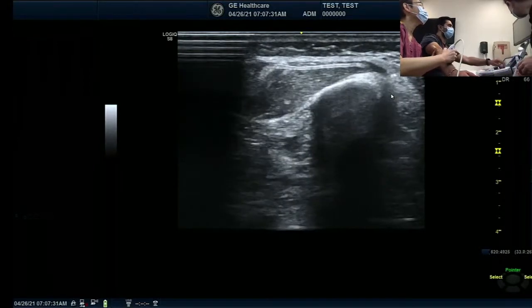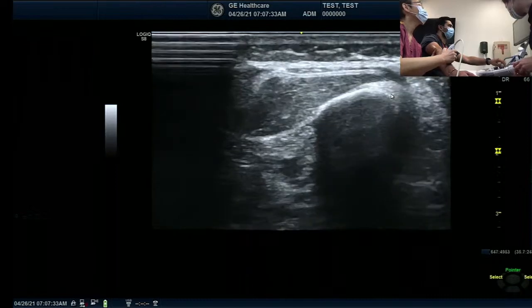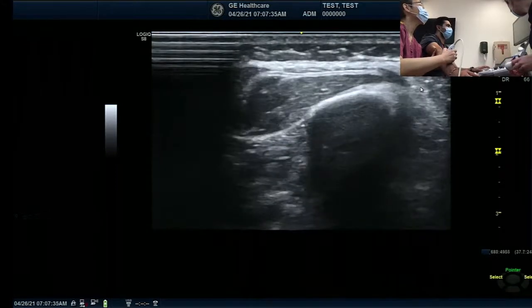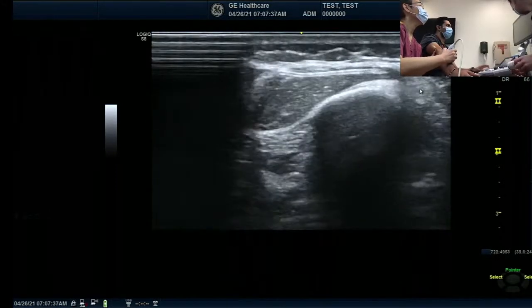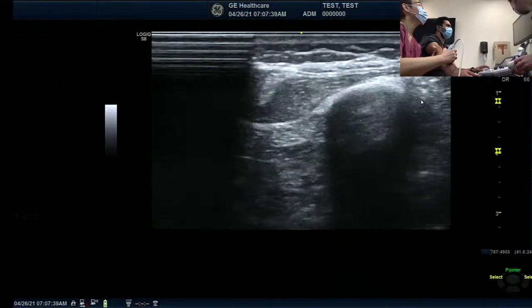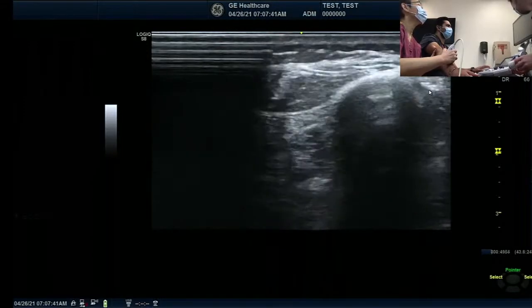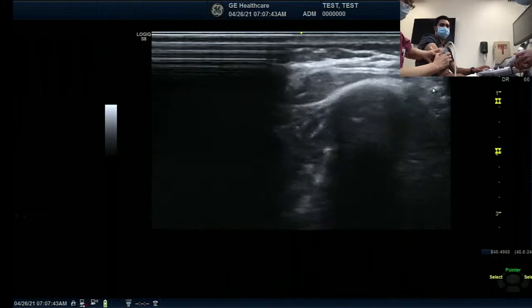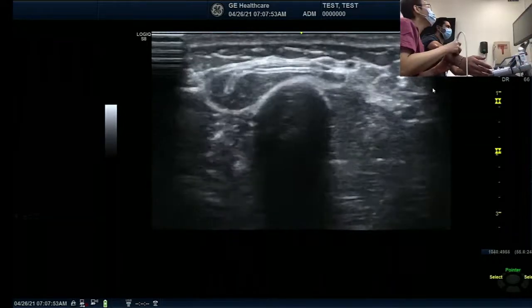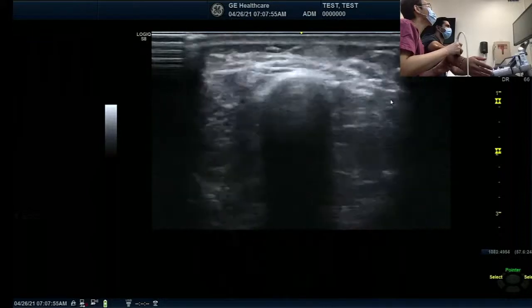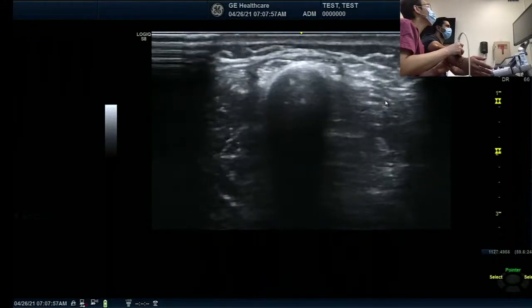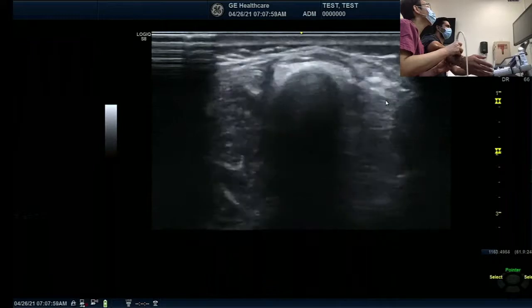You see? Can you move the cursor on the right side? The little, oh, that one. And then it's going to pop out, it's moving, right? Coming out. So let's take a look now. My transducer is 9 centimeters above the radial styloid process, and we follow continuously now in the subcutaneous area.